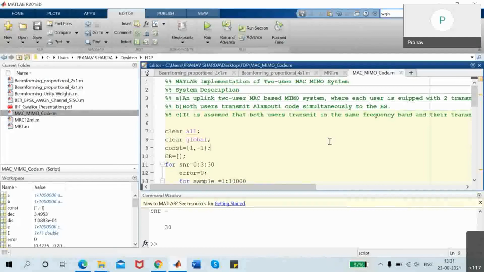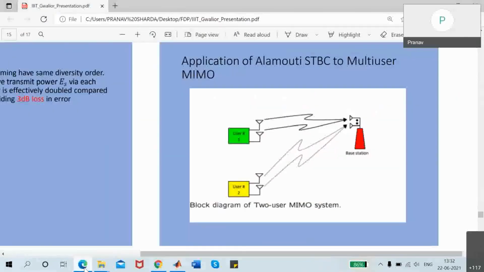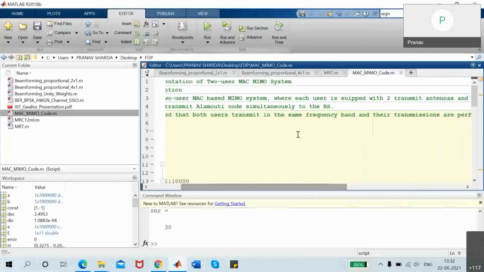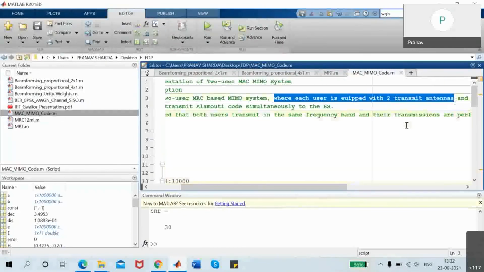So the system description is something like this. I have listed 3 points, A, B, and C. So this is how I will define the proposed system based on this multi-user MIMO scenario. So there is an uplink two-user MAC-based MIMO system, the block diagram that I just showed here, where each user is equipped with two transmit antennas, right?